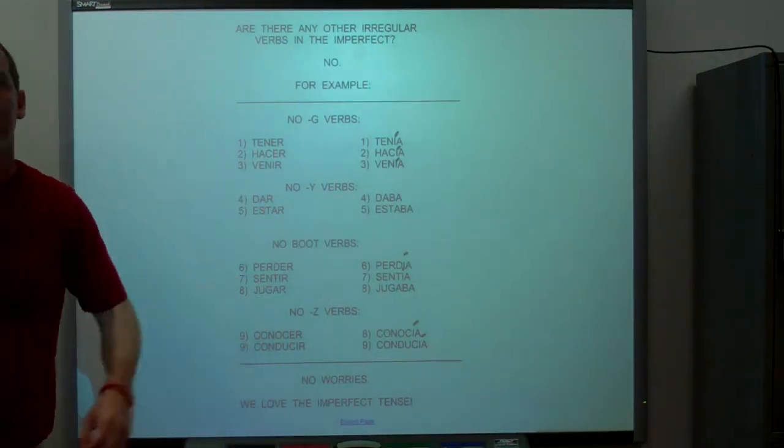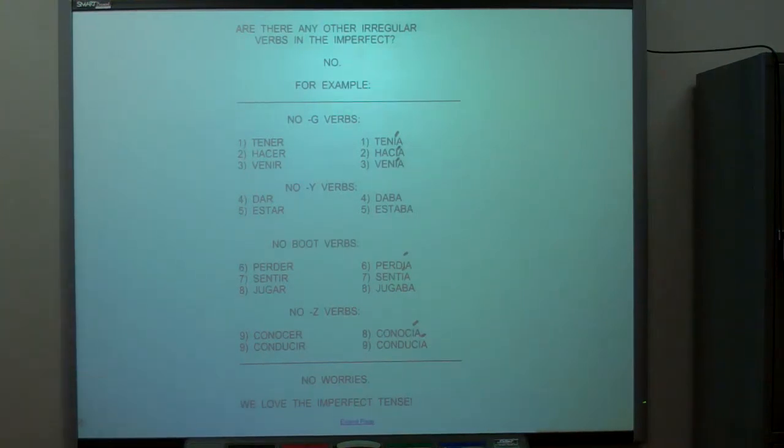Now, are there Y verbs? What's the yo form present tense of dar? Doy. But the imperfect is daba, I always gave. The yo form present tense of estar is estoy. In the imperfect, it's estaba. Estaba en la casa de mi abuela. I was always in my grandmother's house.